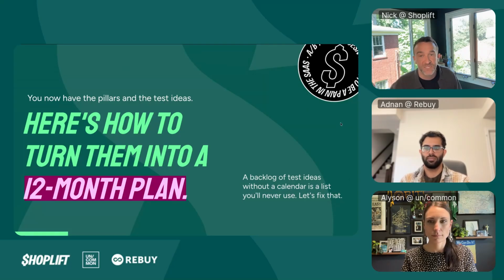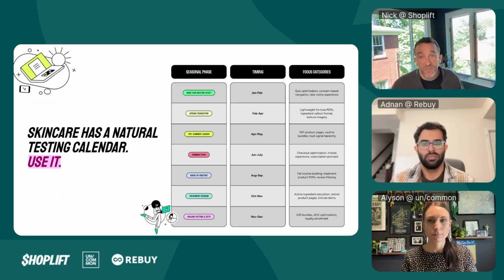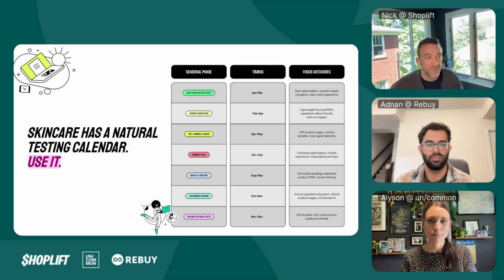And then the second thing is you're going to get a Microsoft Excel-based conversion rate optimization template that's going to have a few tabs on it. I'm going to show you what those look like. That's going to be the thing that allows you to plot these test ideas onto a 12-month roadmap. So here's an example of what a 12-month roadmap could look like. This one is specific to the SPF category, which is peaking right now.